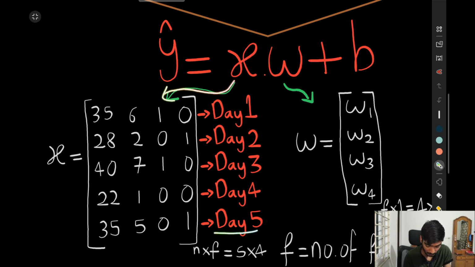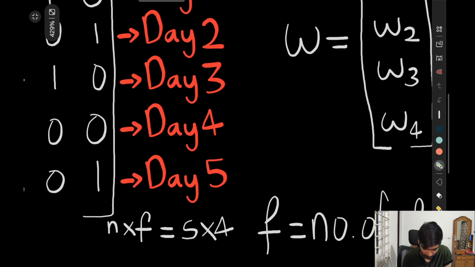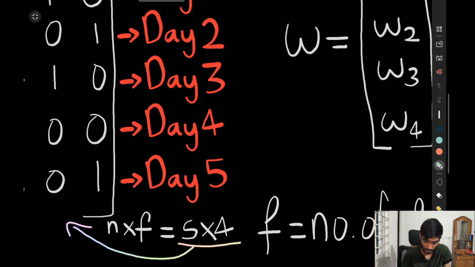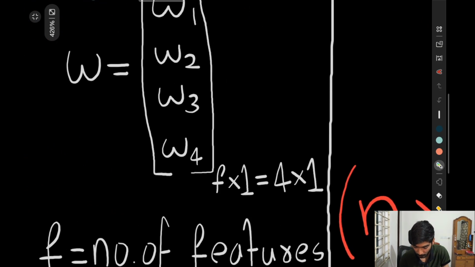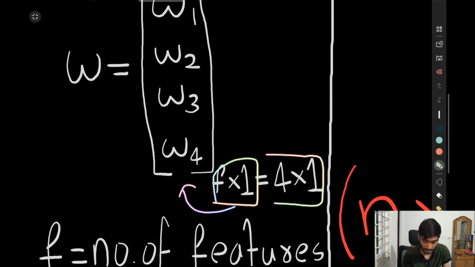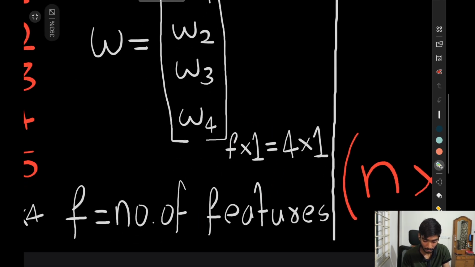So at the bottom here, n cross f represents the dimension of this matrix, which is 5 by 4. This is a 5 by 4 matrix. Now W represents the matrix consisting of weights. We have 4 input features with 4 weights. So W equals W1, W2, W3, W4. This matrix is of dimension 4 cross 1, which is represented here, where f is the number of features for any model you want to build.